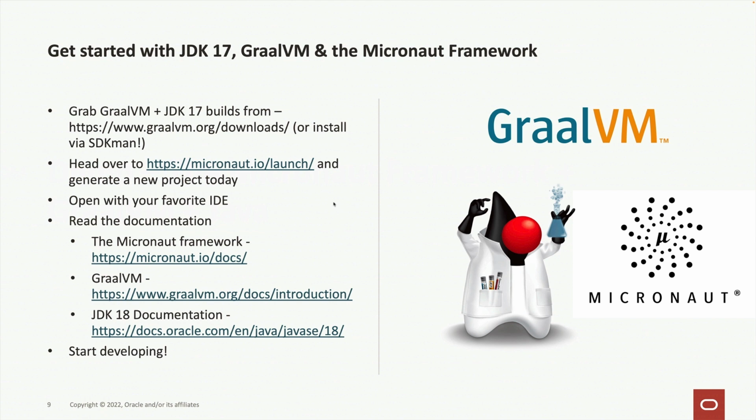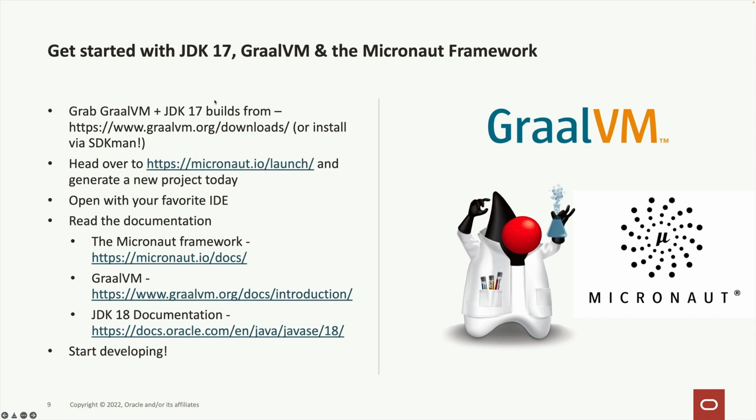Okay, so how do you get started with JDK 17, GraalVM, JDK 18 and Micronaut? You can grab GraalVM plus JDK 17 builds from graalvm.org/downloads. You can head over to micronaut.io/launch to generate a project today. You can open the project in your favorite IDE. I demonstrated Visual Studio Code, but it works great in IntelliJ as well, and other IDEs. You can check out the documentation for the Micronaut framework at micronaut.io/docs, the GraalVM documentation at graalvm.org, and of course, JDK 18 documentation as well.